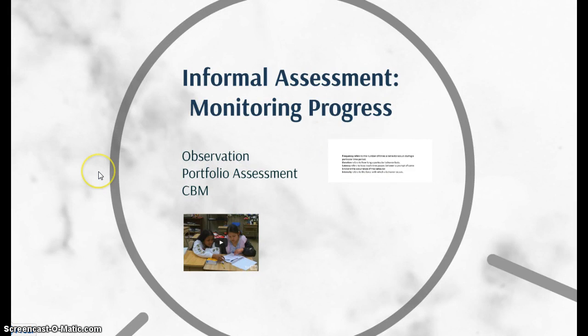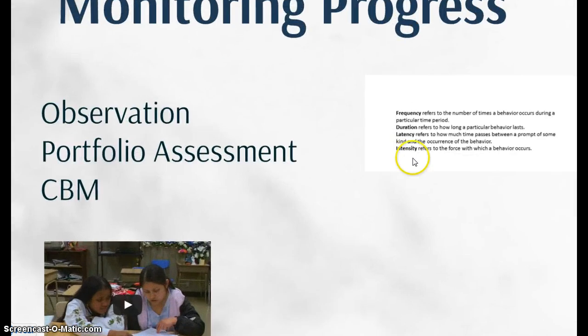Then we have informal assessment. When we talk about informal assessment, we're talking about several dimensions. One is what we call observation. Well, there are certain things you want to observe. You want to observe how well the child interacts with the teacher, how well they interact with peers, how well they're able to perform the skills that they need to do. So we look at dimensions.